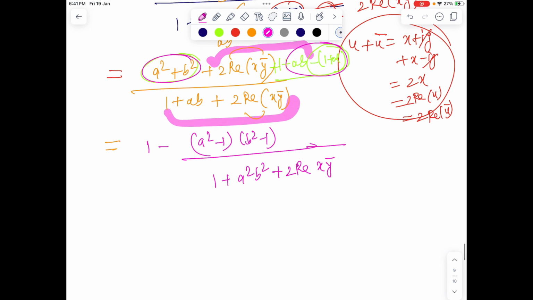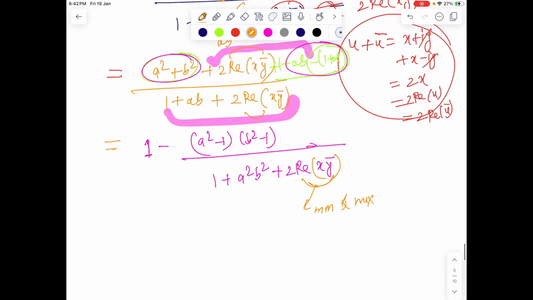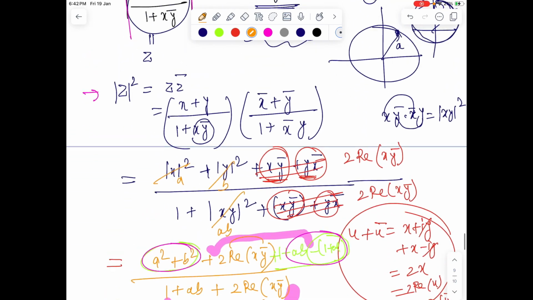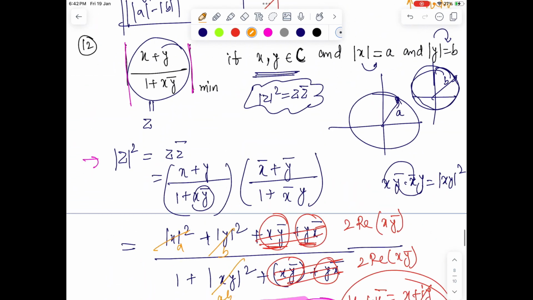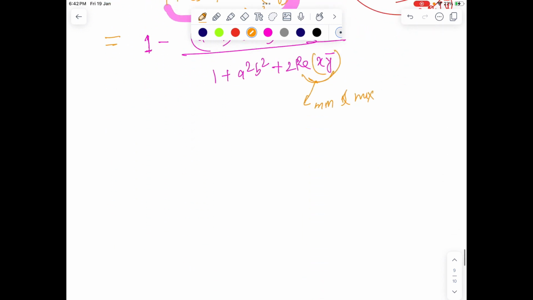So now the entire expression, basically we started with mod z square. I have converted mod z square in terms of a and b, which are constants here, and the only variable is x y bar. So in order to find the minimum and maximum value, we have to find the minimum and maximum of the real part of x y bar. Now what is the restriction on x and y? There is no restriction. x and y can be any random complex numbers. The only restriction is that magnitude of x is a and magnitude of y is b.